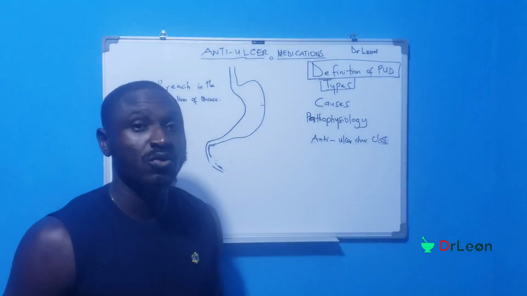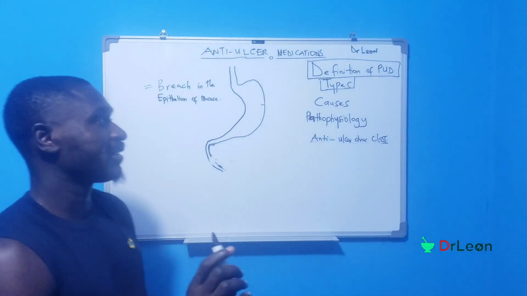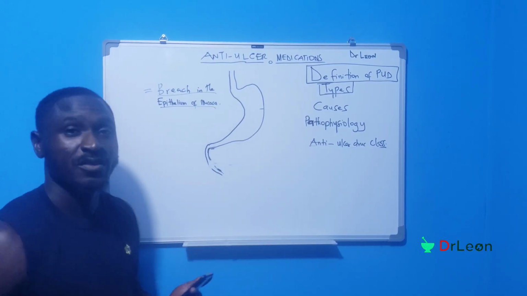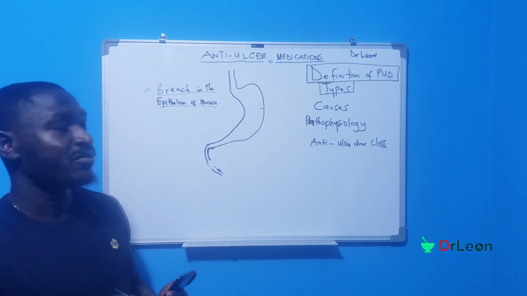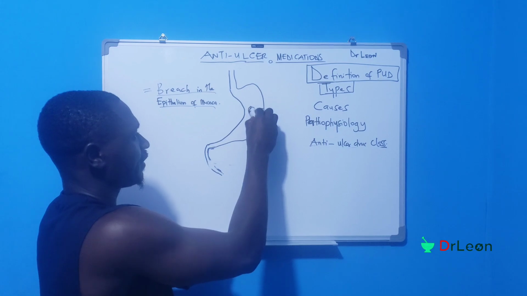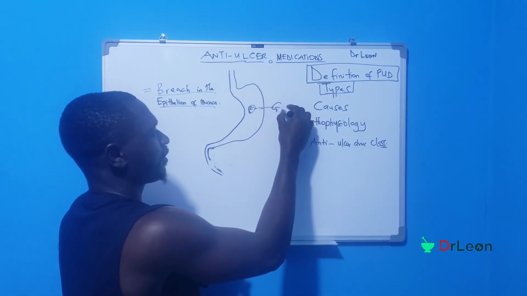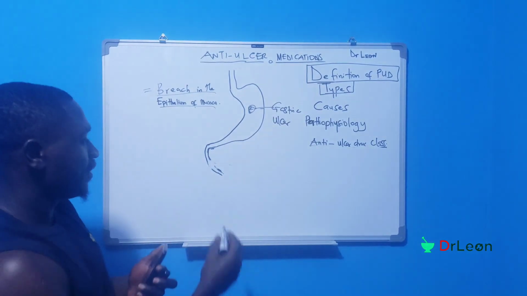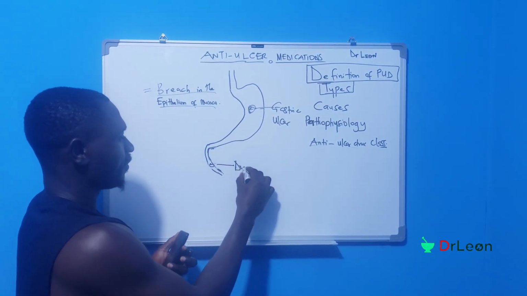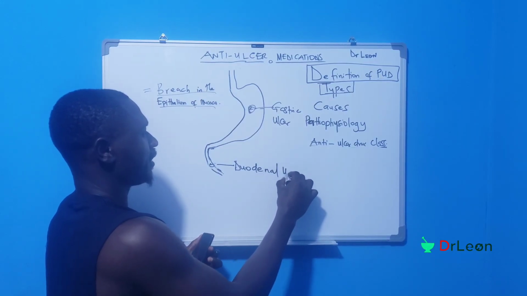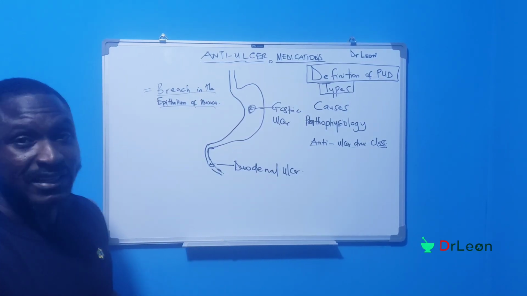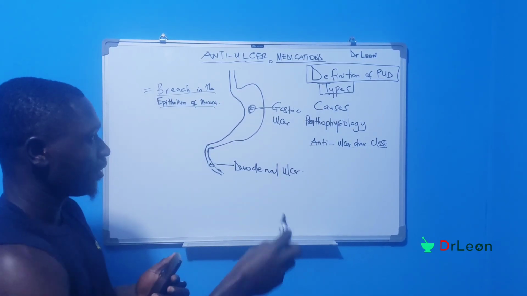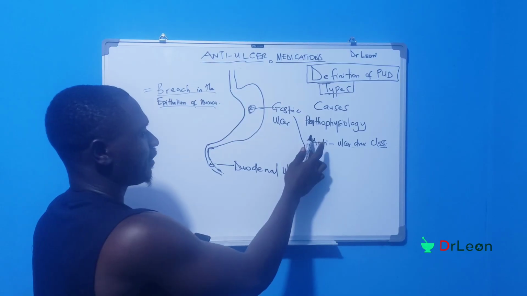All right, let's go. So, the definition is very simple. PUD is just a breach in the epithelium of a mucosa. If that breach occurs in the stomach, that's a gastric ulcer. If it occurs in the duodenum, then we have a duodenal ulcer. So basically, we've talked about the definition. The types, there are two: gastric ulcer and duodenal ulcer.